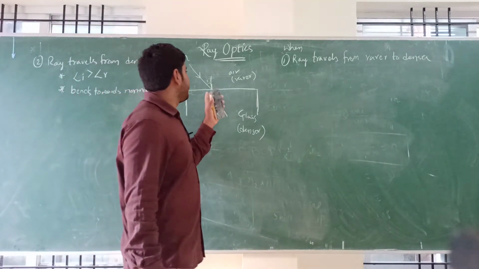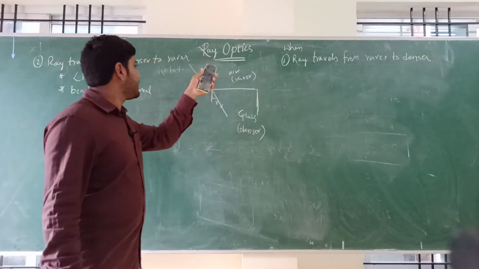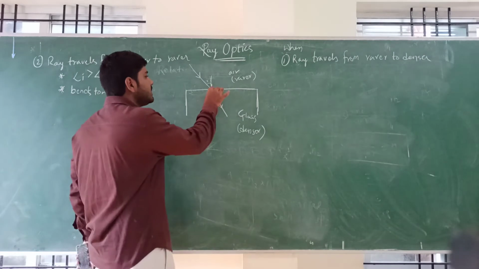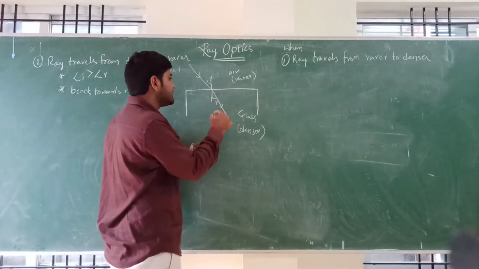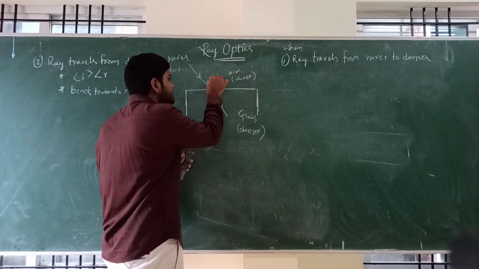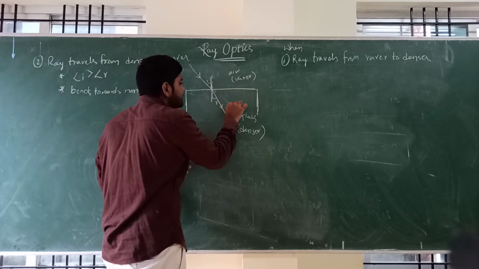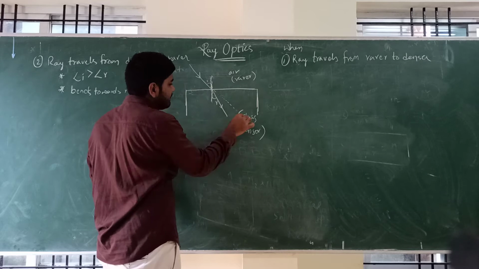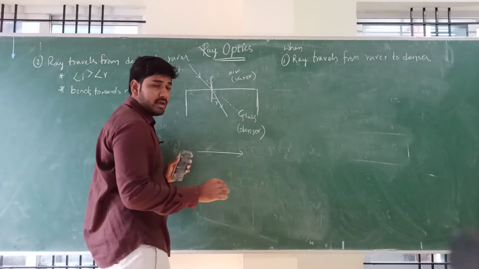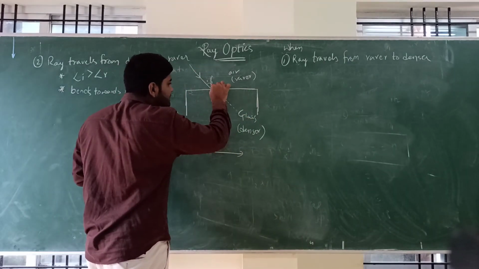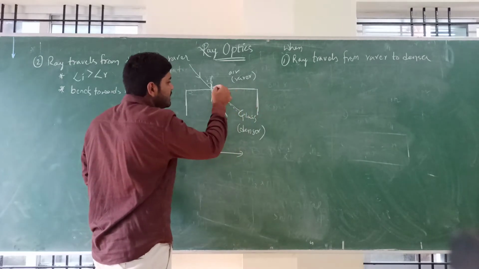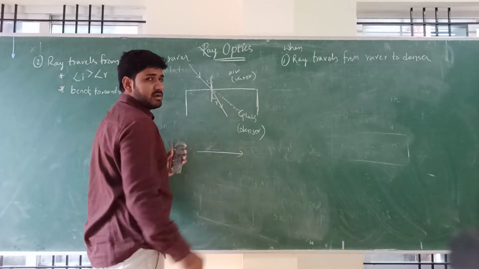So whenever the ray is traveling from rarer to denser medium, the ray will bend towards the normal. See, this is the normal, and the ray's actual path is like this. Actually the ray would pass in a straight line, we know. So the actual path of this ray is in this direction, but it is bending due to refraction.